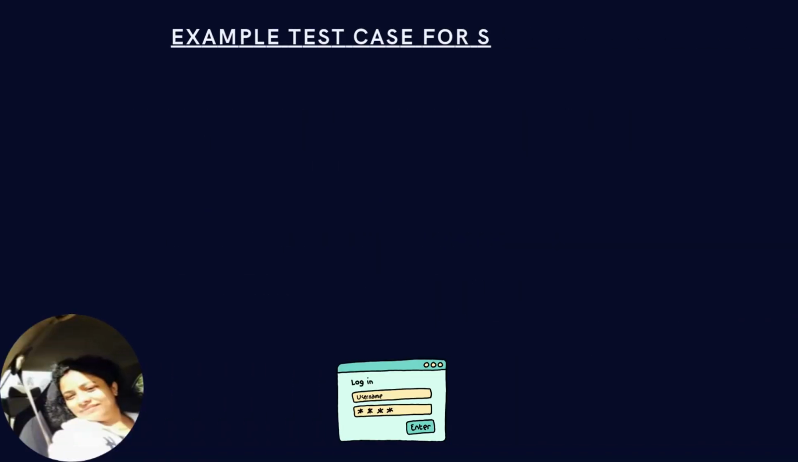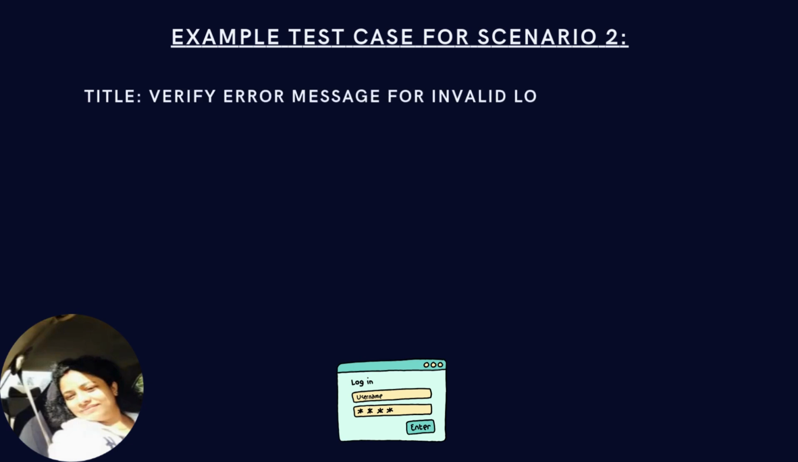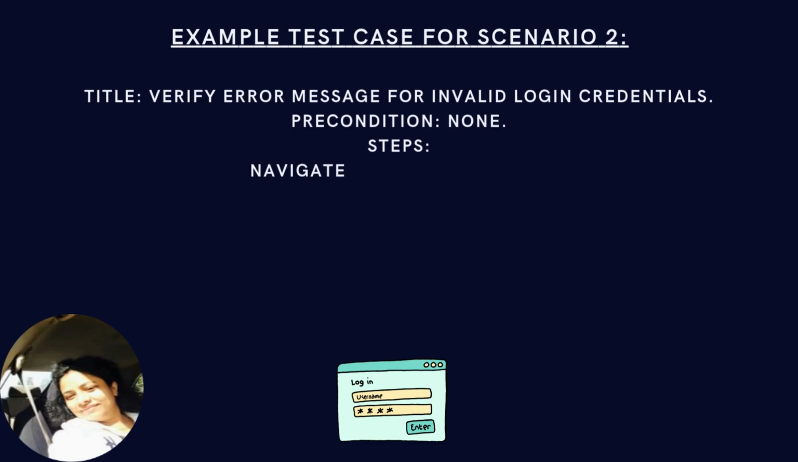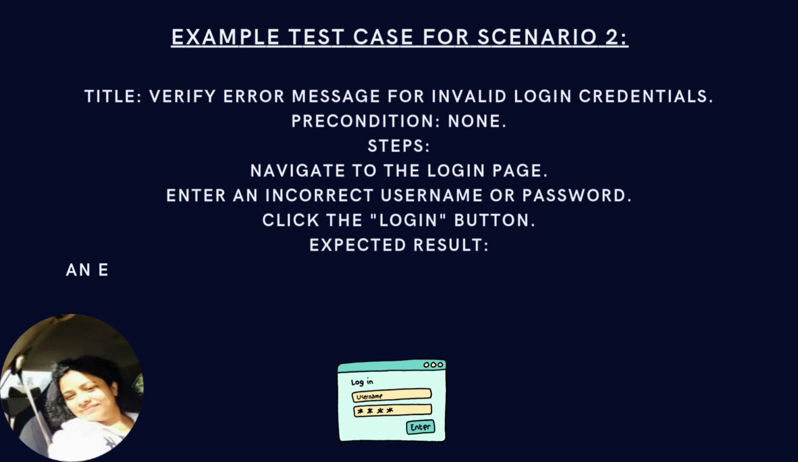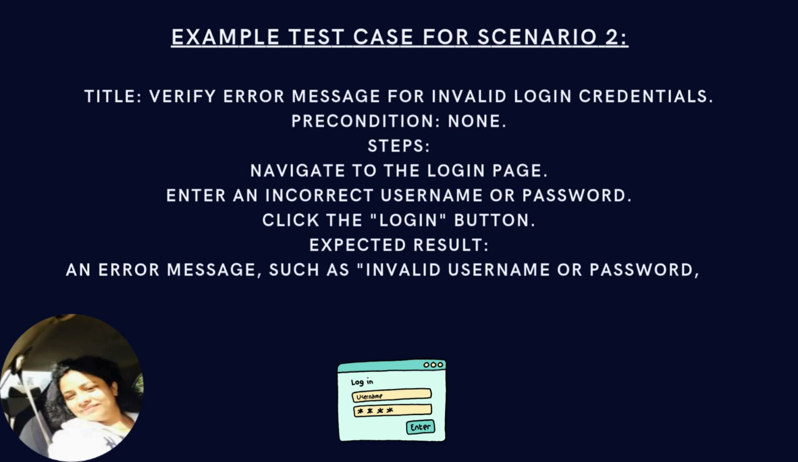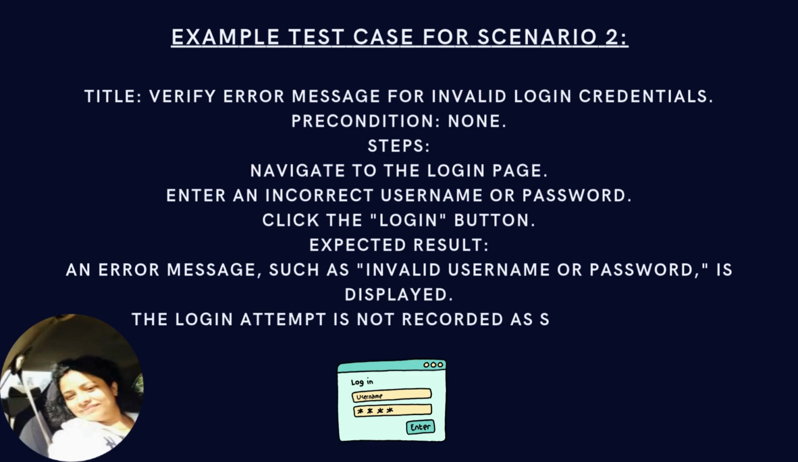Example test case for scenario 2. Title: Verify error message for invalid login credentials. Precondition: None. Steps: Navigate to the login page, enter an incorrect username or password, click the login button. Expected result: an error message such as invalid username or password is displayed. The login attempt is not recorded as successful.